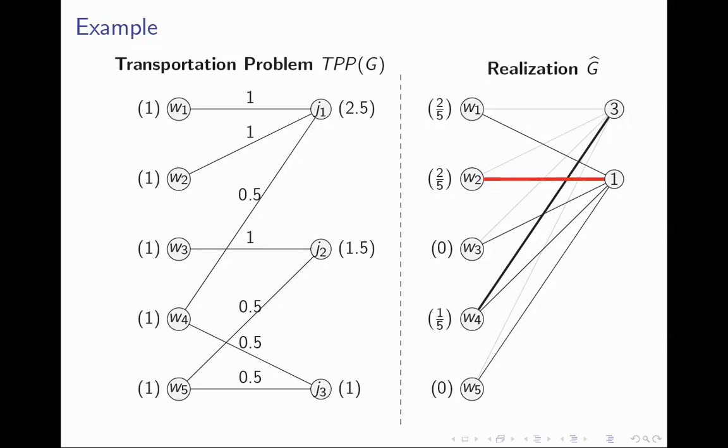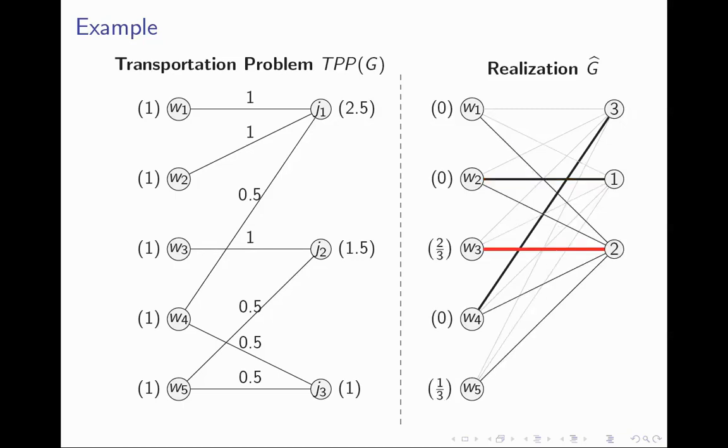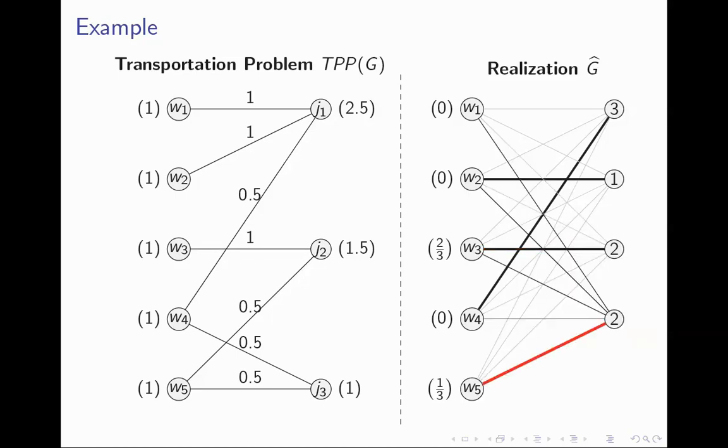A job of type 1 arrives. Notice that jobs of type 1 are adjacent to worker 1 with weight 1, worker 2 with weight 1, worker 4 with weight 0.5. So we choose worker 1 with probability 2/5, worker 2 with probability 2/5, and worker 4 with probability 1/5, proportional to the weights. Worker 2 is our preferred worker. The preferred worker is available, so we're done. A job of type 2 arrives. Worker 3 is chosen as the preferred worker. Good. Another job of type 2 arrives. Worker 5 is chosen as the preferred worker.